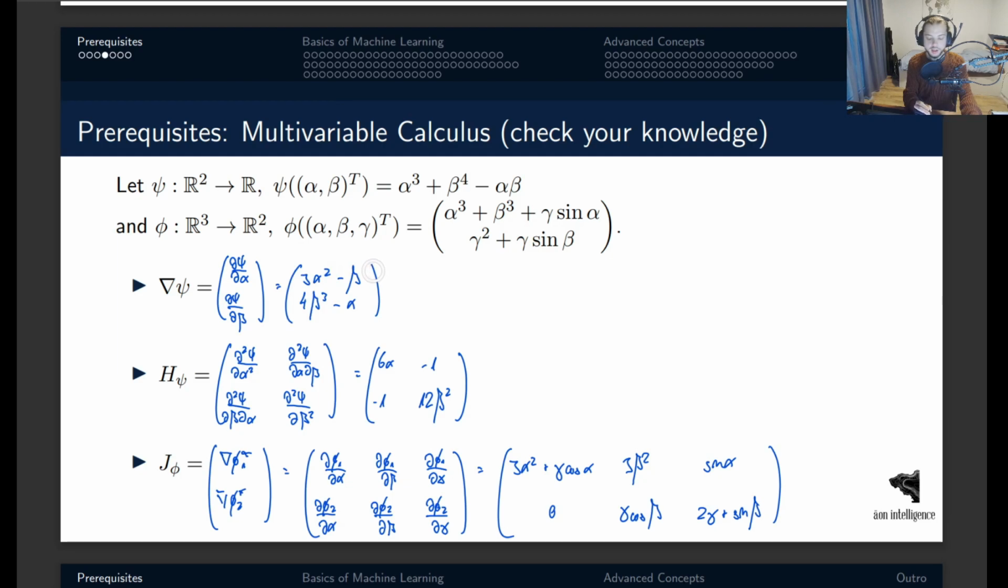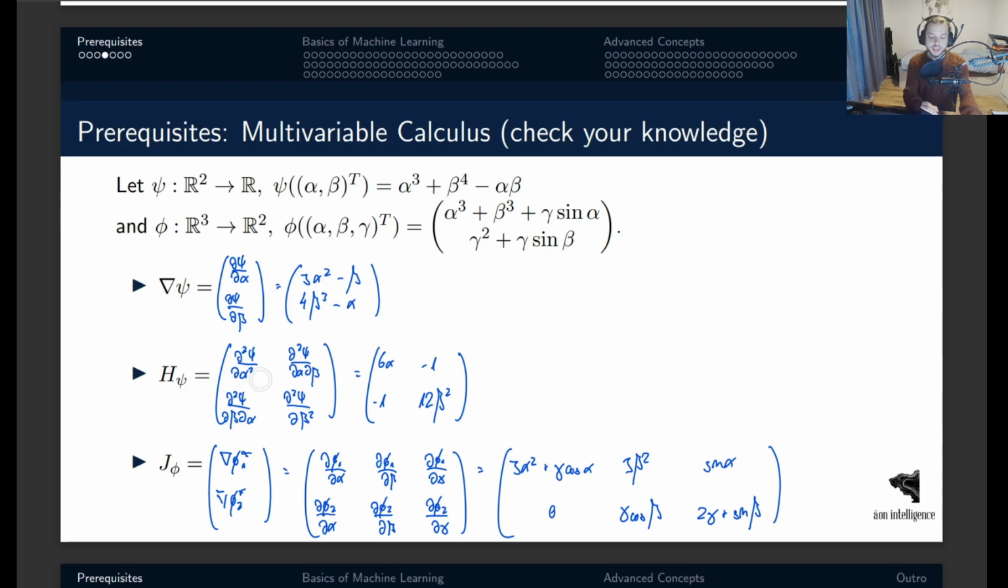gradient vector. And now let's differentiate this with respect to beta. And we see that this one will be 0. This bit will be 4 beta to the power of 3. And this bit will be minus alpha. And this is precisely what the second entry for our gradient vector will look like. 4 beta to the power of 3 minus alpha. Okay, so this wasn't that hard.